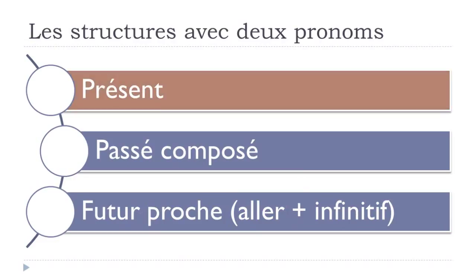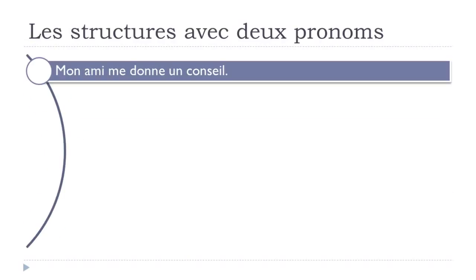So let's see now the présent. Mon ami me donne un conseil. Alright, so mon ami, my friend, me donne, donner is to give, un conseil, an advice, okay?